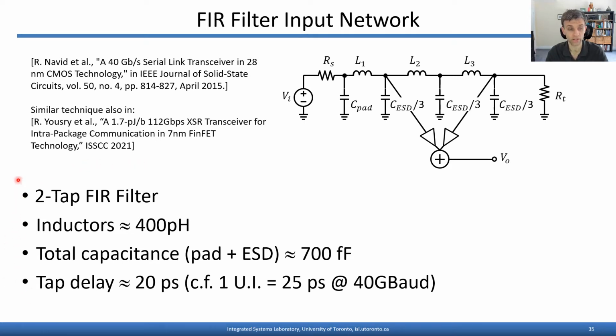The values shown here are taken from the first paper, and you'll see that they essentially took an ESD capacitance and the associated pad capacitance and separated them with inductors of approximately 400 picohenries. So you can see these are not tiny circuits, but they're practical for on-chip integration. The capacitances represented a total capacitance of less than a picofarad, and they then took a weighted sum of the voltages at these two nodes, realizing a two-tap FIR filter with a tap spacing of about 20 picoseconds. That's the delay between this node and this node in this LC ladder.